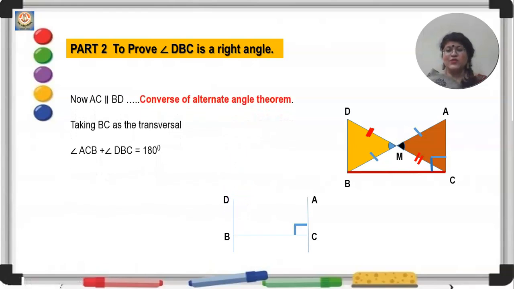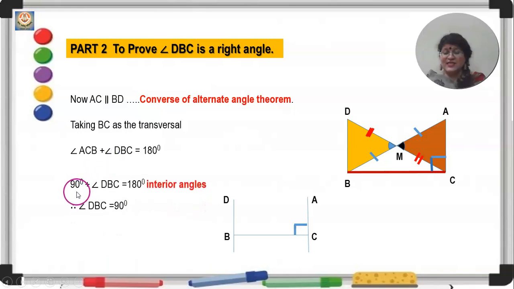So have a look. You know that AC is parallel to BD because of converse of alternate angle theorem. Taking BC as the transversal, you get angle ACB plus angle DBC equal to 180 degree. Okay, so we have proved that DBC is a right angle. How so? Can you solve this further? Yes, we know the value that ACB is 90, DBC is not known to us. So with that, DBC is equal to 90 degree. So we have proved B is a right angle.